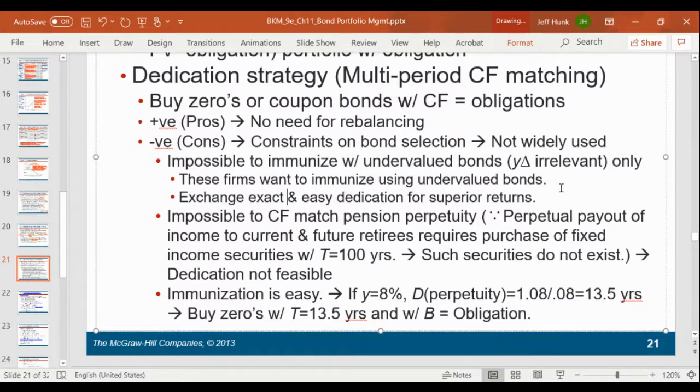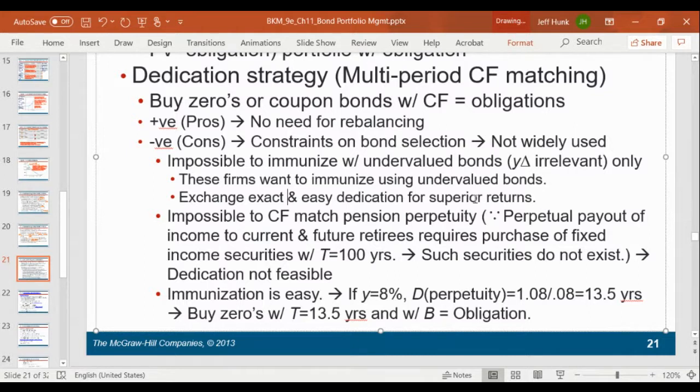So what's the point of being a portfolio manager if you cannot make money out of it? That is a very crucial issue. They want to make profit out of this. So to make profit, you would always have to go for undervalued assets. But to immunize with undervalued bonds only, right? That is not possible. It's impossible. And then the interest rate change becomes irrelevant, right?